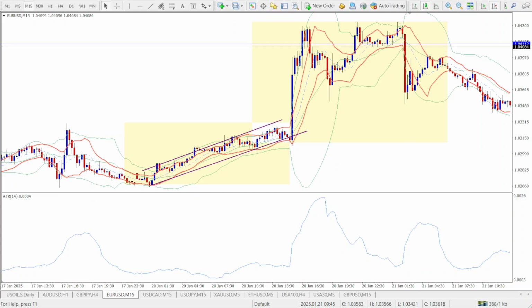All right, now let's also take a moment to talk about what not to do. Here are some common mistakes traders make when using the volatility expansion strategy. And the first is ignoring confirmation. Do not enter a trade as soon as you see a contraction. Wait for a confirmed breakout with strong price action like what we had here.